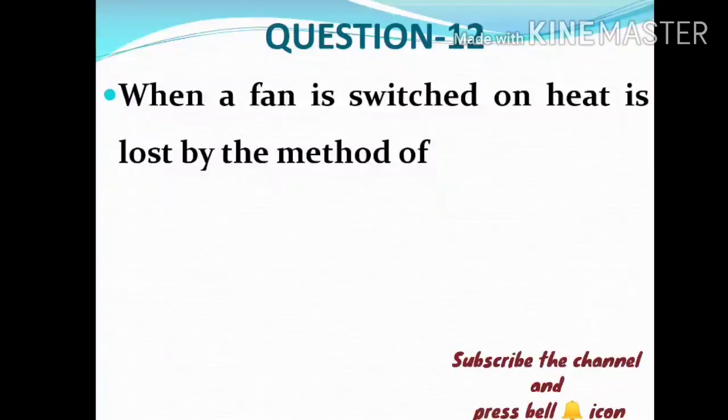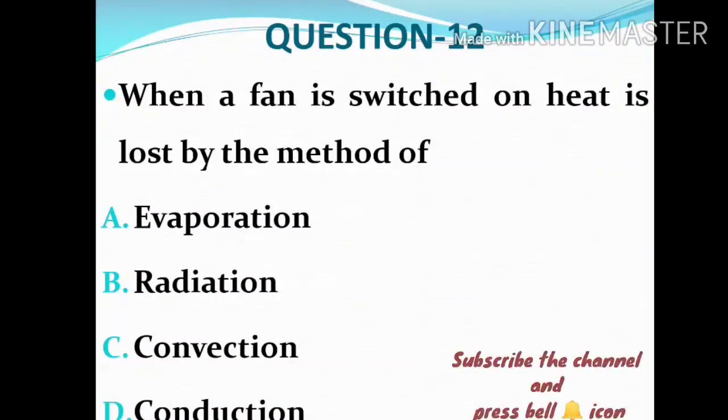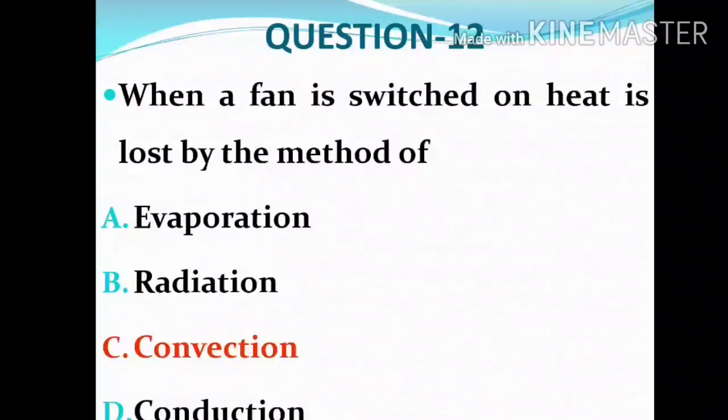Next question. When a fan is switched on, heat is lost by the method of options: evaporation, radiation, convection, conduction. The answer is convection. Convection is the transfer of heat away by air current or air movement, so that we have already discussed. And here the electric fan promotes the heat loss through convection.